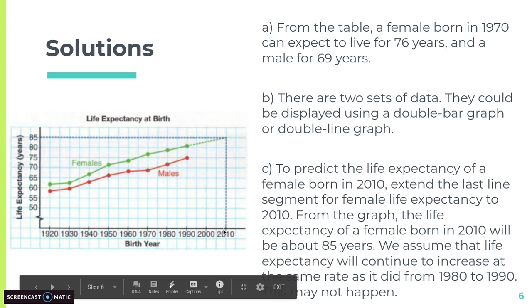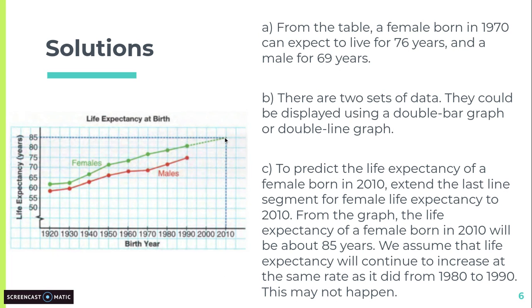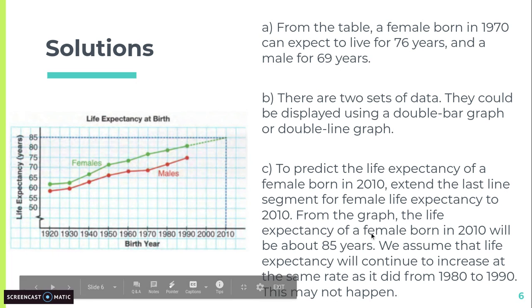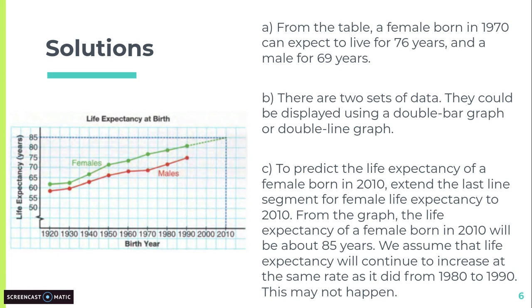until the point where 2010 would be. So we skip 2000 and we go right to 2010. And that is where we want to know where the line ends up. So from the graph, the life expectancy of a female born in 2010 will be about 85 years. We assume that life expectancy will continue to increase at the same rate as it did from 1980 to 1990, but this may not happen.